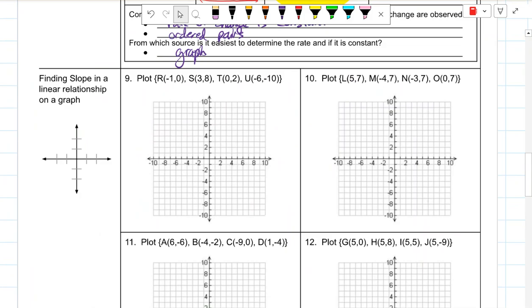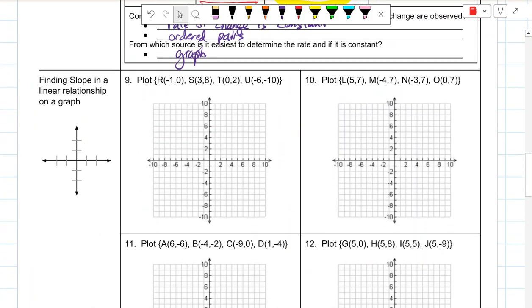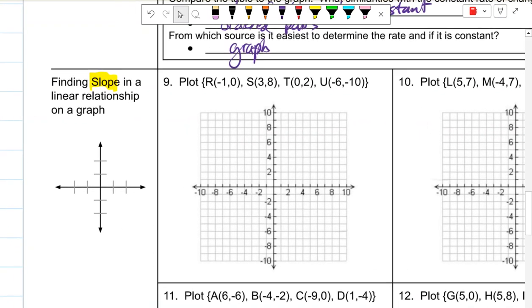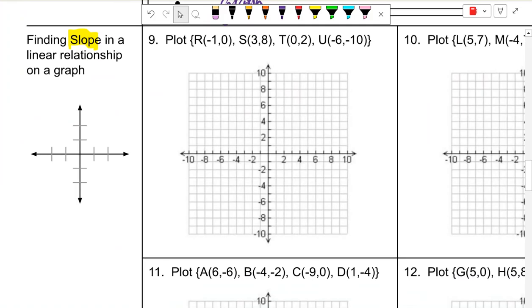All right, so we just finished learning about the constant rate of change, and now we're going to learn all about slope and how to find it in a linear relationship on a graph. So I want you to plot the points for number 9 on the graph. And so plot them carefully. The R point is -1, 0, so -1, 0. S point is 3, 8, 3 all the way up to 8.